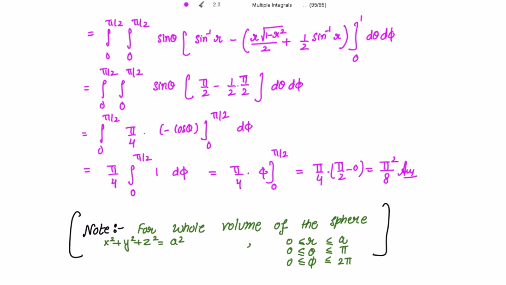Please note over here, for the whole volume of the sphere x square plus y square plus z square equal to a square, r will vary from 0 to a, theta varies from 0 to pi, and phi varies from 0 to 2 pi.